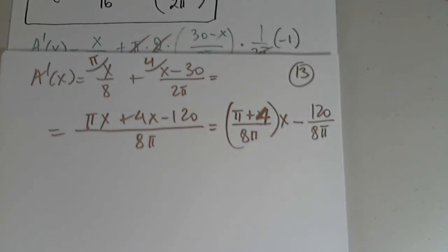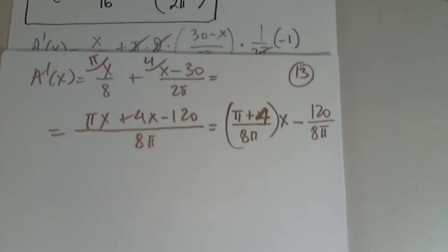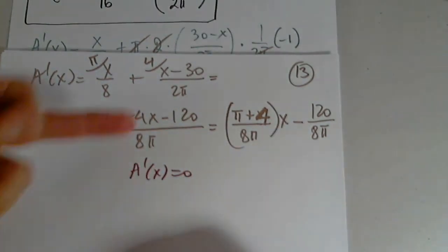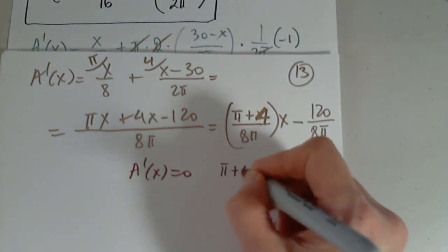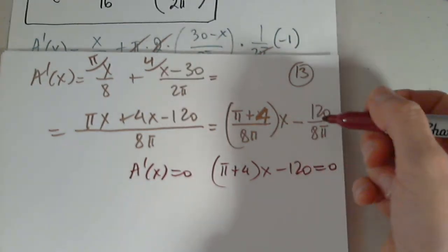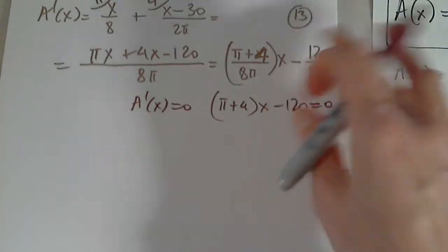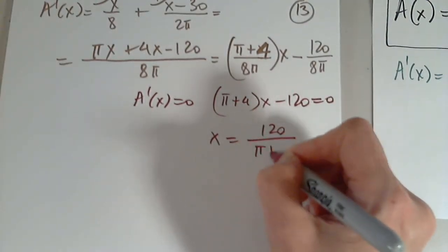I don't really need to do that because I want to set it equal to 0. So there is no need to do that. So I just set equal to 0 directly. It's 0 when the top is 0. So pi plus 4 times x minus 120 equals 0. The same thing, but there is no need for the denominator anymore. It's not wrong, but I don't need that. So x will be 120 over pi plus 4.